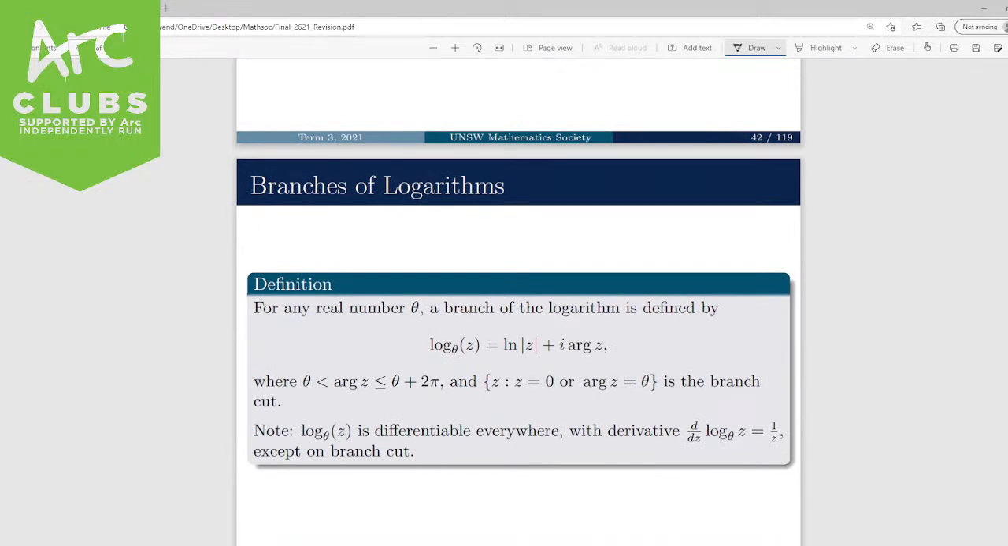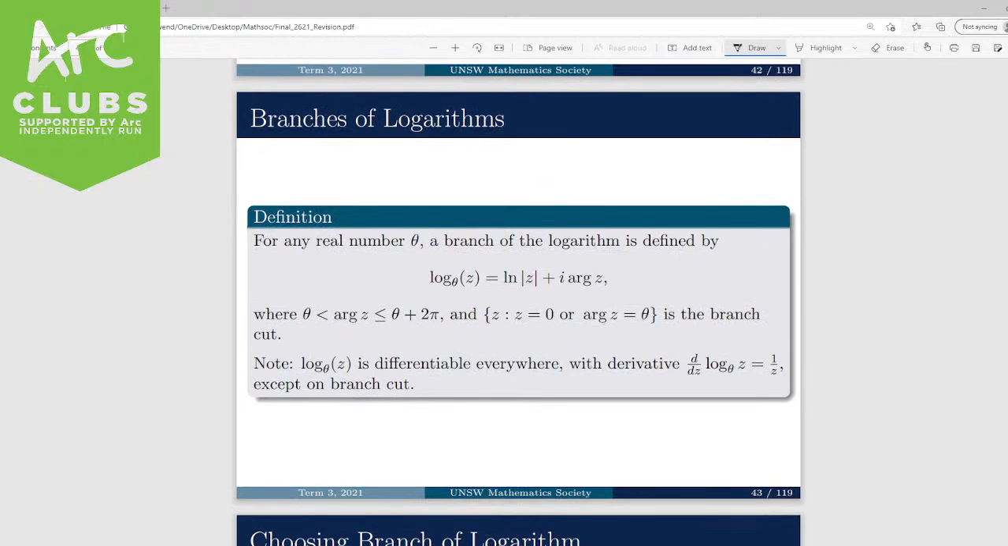Your log is not going to be differentiable on your branch cut. But everywhere else where it's differentiable, the derivative is just your usual 1 over z. So it will just be something like whatever that theta is. So say your theta is that, and then bam, just that line there. There's a branch cut. Your log won't be differentiable on any of that.